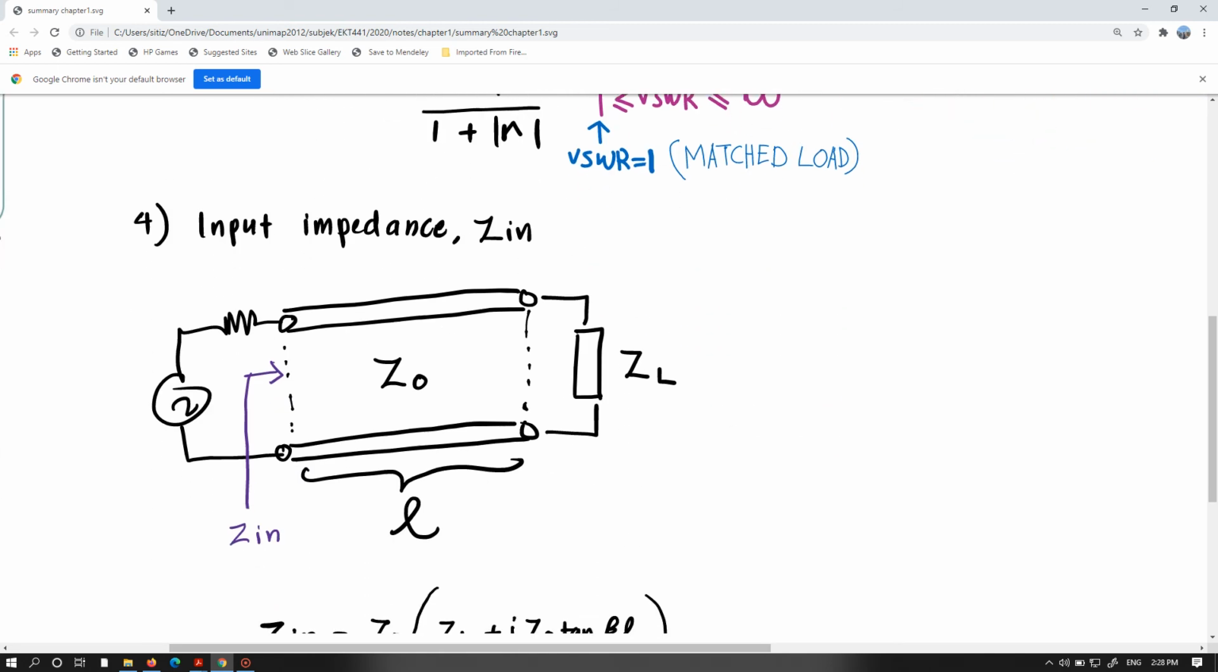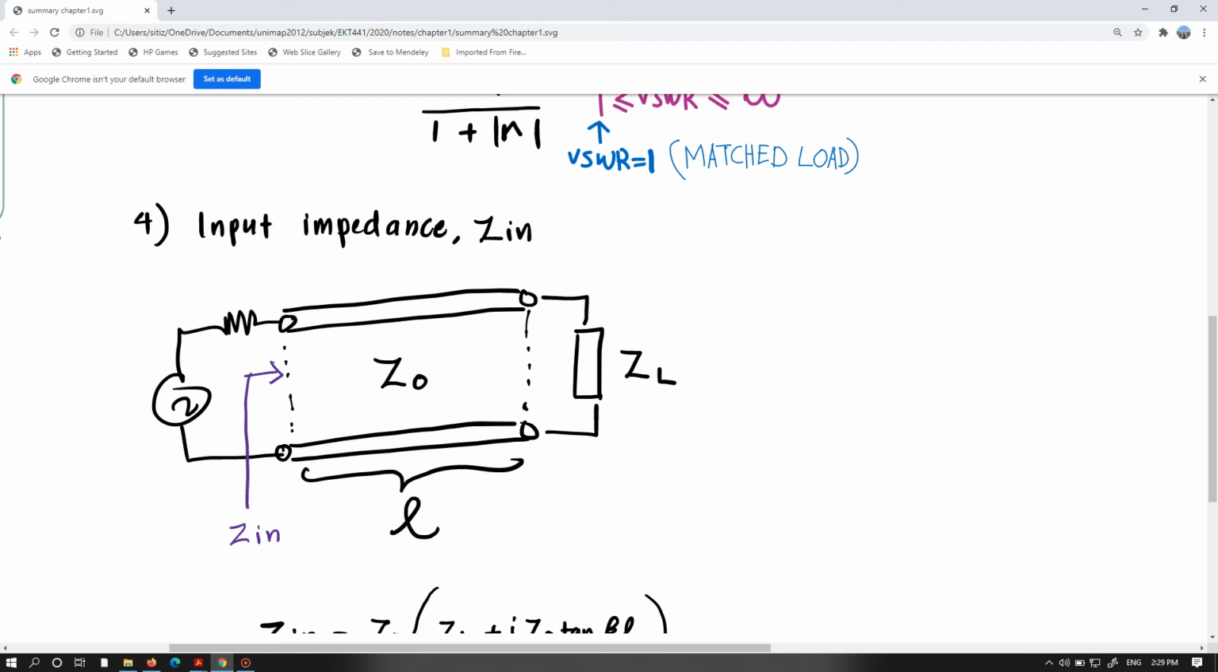Okay, another one is input impedance. Why this input impedance is important is because most of the time, definitely, your load impedance will not be matched with your characteristic impedance, Z0. ZL will not be equal to Z0. That is the practical case that happens in this world. Definitely you cannot get the load equal to the characteristic impedance.